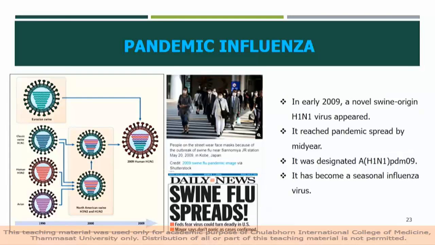And the pandemic in 2009, which was a novel swine-origin H1N1 virus, appeared. And it reached pandemic spread by mid-year of 2009. The virus was a reassortant which contains genes from North American swine virus, Eurasian swine virus, as well as from avian and human influenza virus.